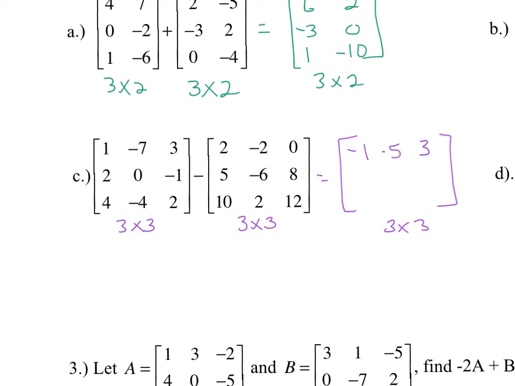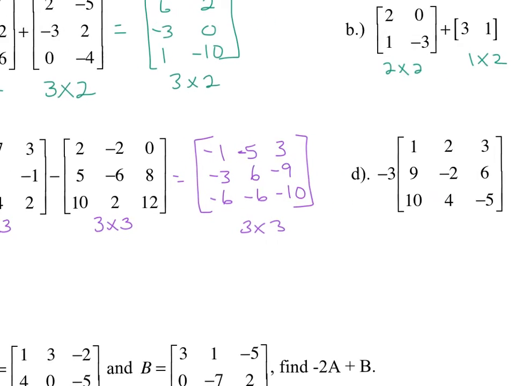Now at this point I'm going to fill in the rest of the matrix just by subtracting. So 2 minus 5, 0 minus negative 6, negative 1 minus 8, 4 minus 10, negative 6 minus 2, or negative 4 minus 2, and 2 minus 12. So we end up with a 3 by 3 matrix, as you see there.